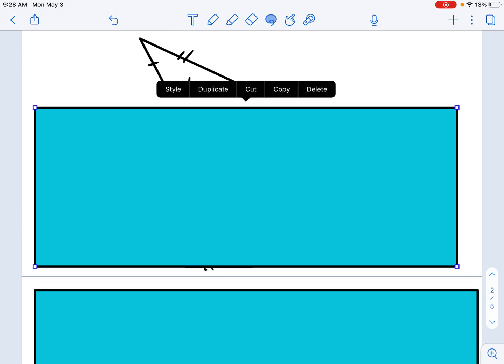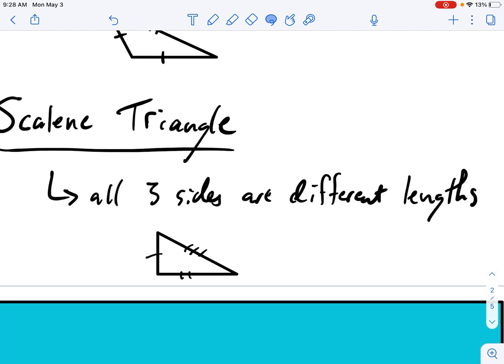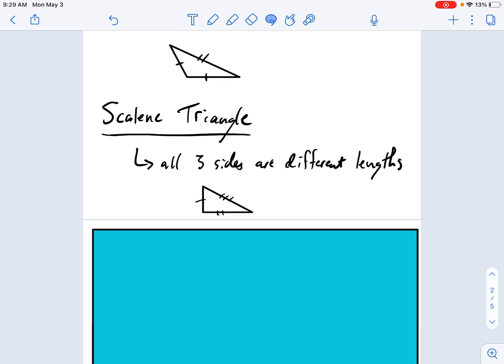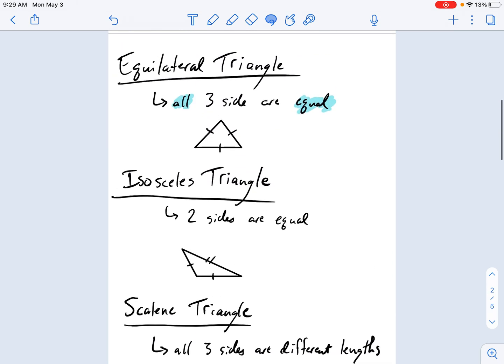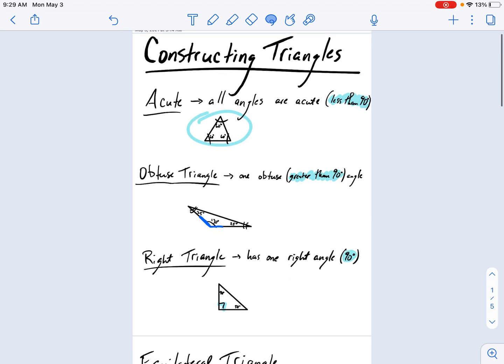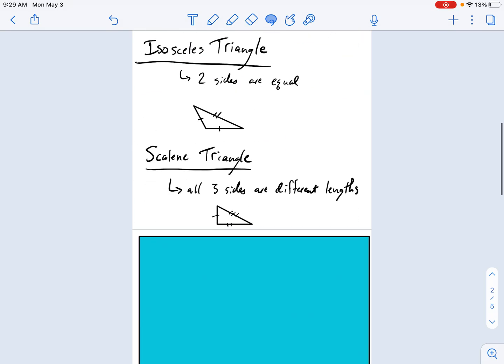And then finally, we have the last type of triangle, which is called a scalene triangle, which means that all three side lengths are different, right? There's 1, 2, and then 3 to show that they're all different, okay? A scalene triangle. Okay, so these are our three triangles based on side lengths: equilateral, isosceles, and scalene. And then here are three triangles based on our angles: acute, obtuse, and right.